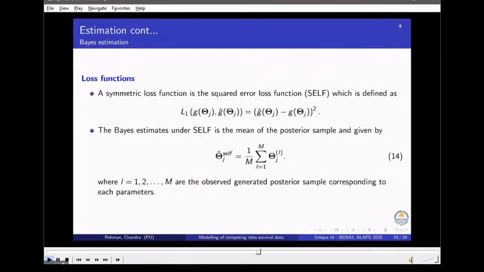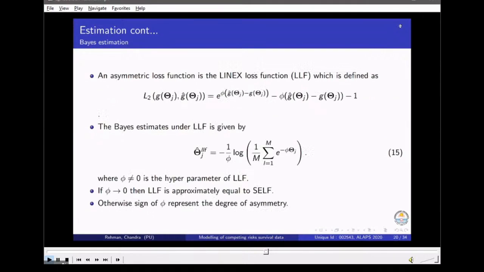To obtain the Bayes estimate, we consider two types of loss function. First is the symmetric loss function, which is the squared error loss function, given by L1, and the Bayes estimate under the squared error loss function is the posterior mean given by equation 14. Second is the asymmetric loss function, which is the LINEX loss function, given by L2, and the Bayes estimate under LLF is given by equation 15, where phi is the hyperparameter of the LINEX loss function. When phi tends to 0, the LLF is approximately equal to SEL. Otherwise, the sign of phi represents the degree of asymmetry.